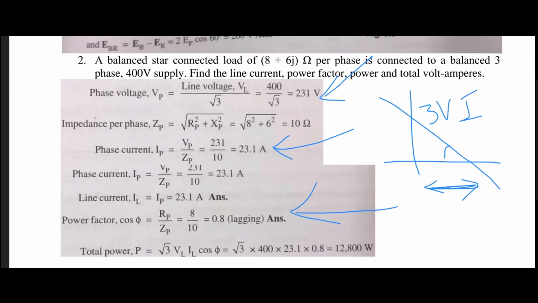This is the calculation based on the phase voltage and the phase current, although it can be done using line quantities using the formula root 3 VL IL cos phi.